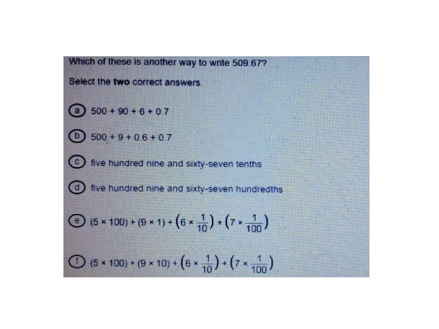Finally, take a moment to answer this question. Which are 2 other ways to write 509 and 67 hundredths? The correct answers are D and E.